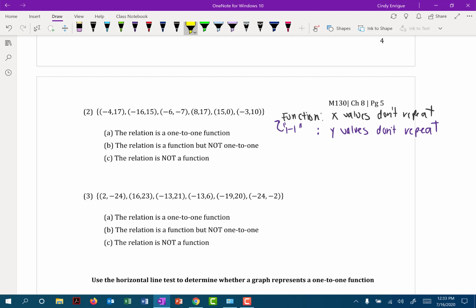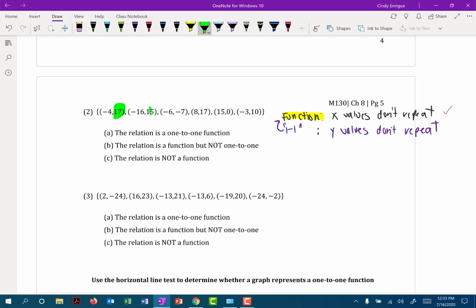So let's check it for our function first. So I'm looking at all of our x values. Now I'm going to see whether or not any of those repeat. None of those repeat, so it meets the criteria of it being a function. Perfect.